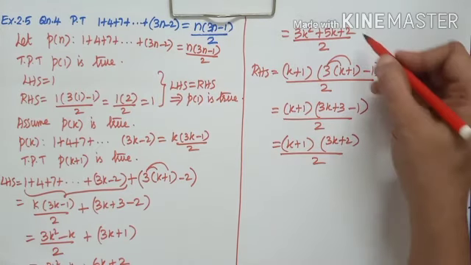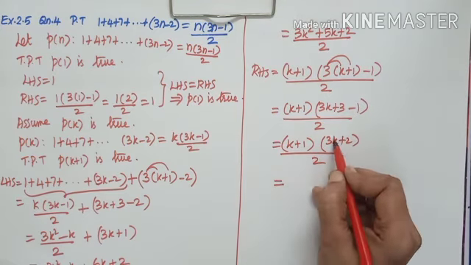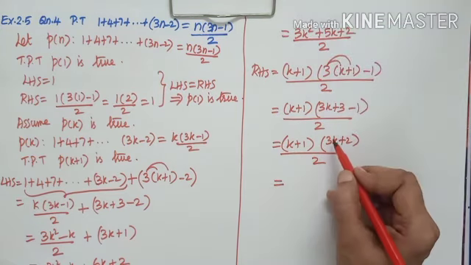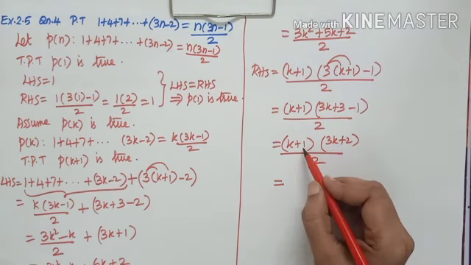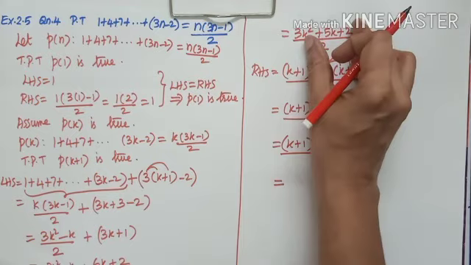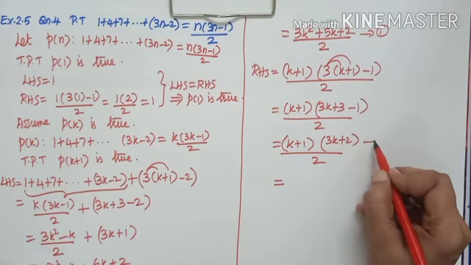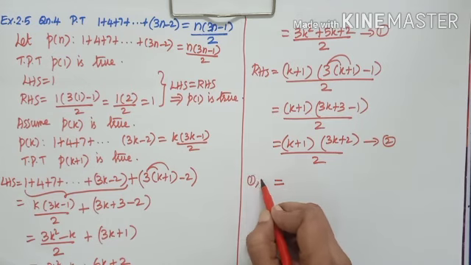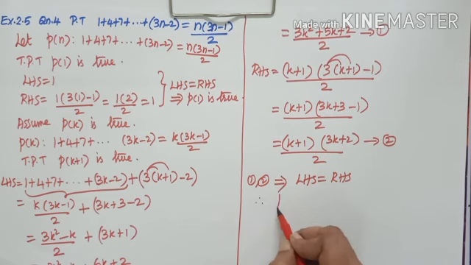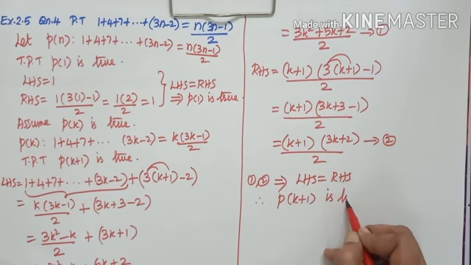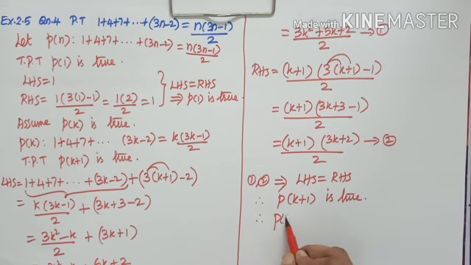Check whether these two are equal. Multiply here: 3k into k is 3k square. 3k into 1 and 2 into k is 2k, together 5k. 1 into 2 is 2. So this and this are equal. Call this as 1, call this as 2. 1 and 2 imply LHS equal to RHS, or we will say P of k plus 1 is true. Therefore, P of n is true for all n belonging to capital N.